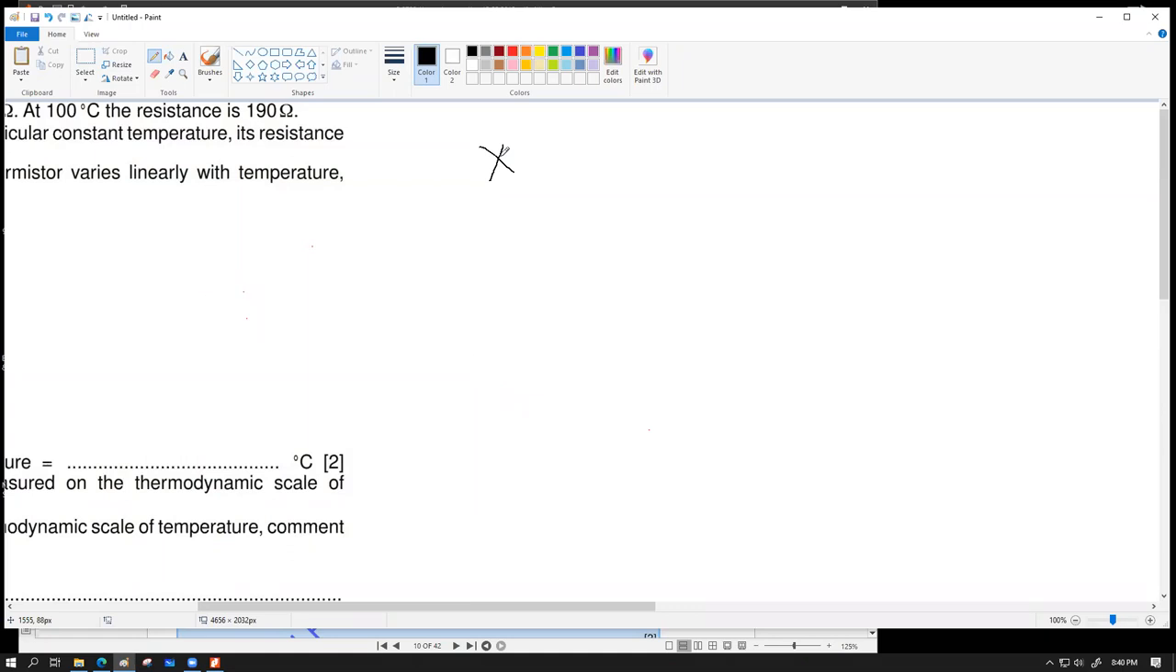So this is a thermometric property. X is a generic symbol for the thermometric property, which can be L, R, P, V, and a lot of other things. Let's say the temperature is measured as theta. The primary principle by which any thermometer works is this: change of thermometric property should be directly proportional to change of temperature. This is the working principle for any thermometer in the entire world.